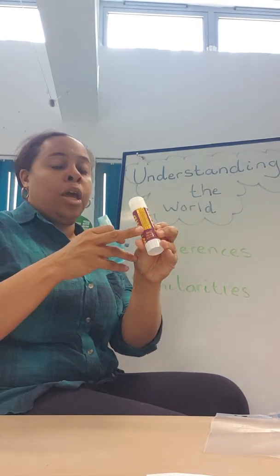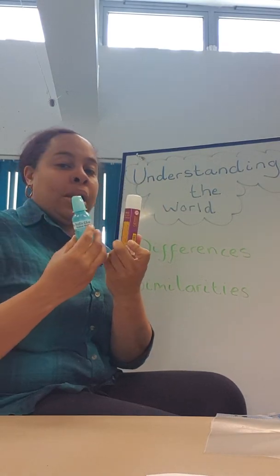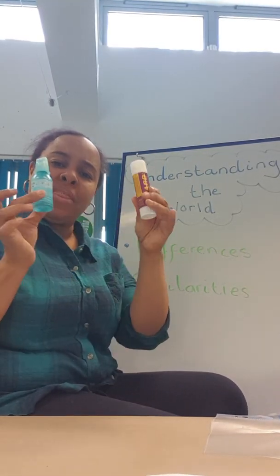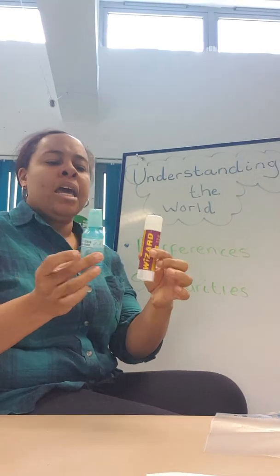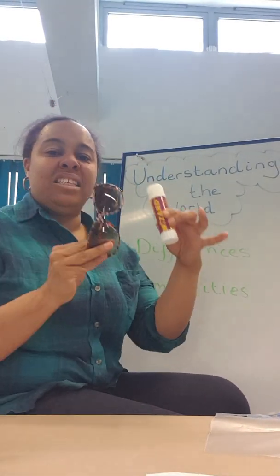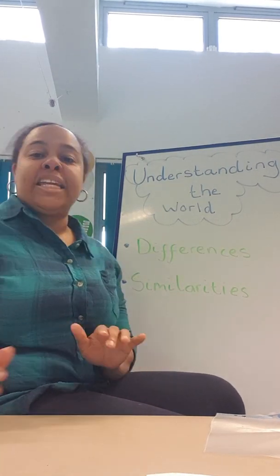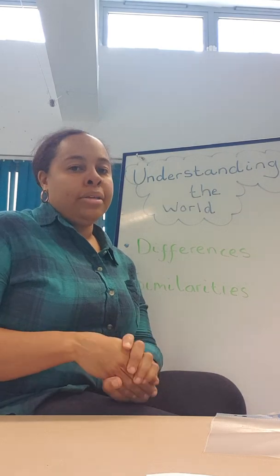So here's a glue stick, and here is some glue. These are similar. They're both glue, but they're different kinds of glue. So remember, this is similar, different. Today we're going to be looking at some differences and similarities, but our lesson today is not going to be inside.